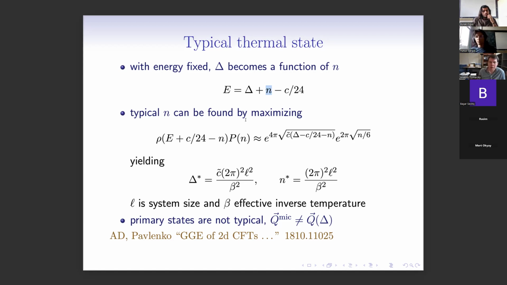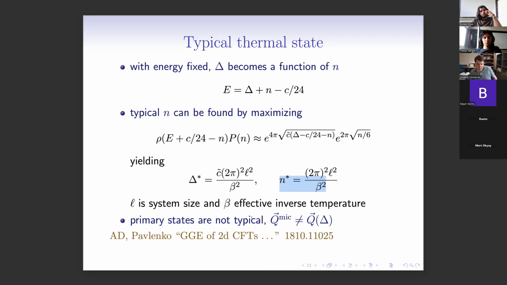Now, let me go back to the two-dimensional CFTs and try to calculate a typical representative, a typical state in the microcanonical ensemble. If you do a very simple saddle point approximation calculation, you will see that the typical state in the microcanonical ensemble will have a primary given by this formula, and it will be a descendant of this level and of this primary. Beta is an effective temperature. If L goes to infinity, it means that you are talking about a descendant of a very, very high level. So a typical state in the microcanonical window is not a primary state. It's a descendant state. This is known, but again, this is not very well appreciated.